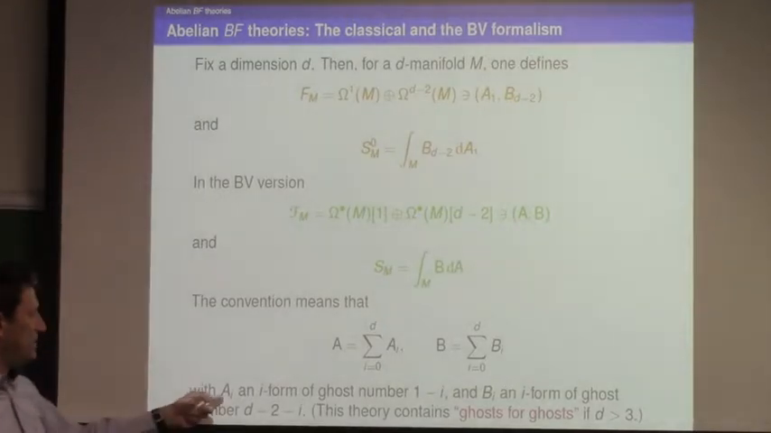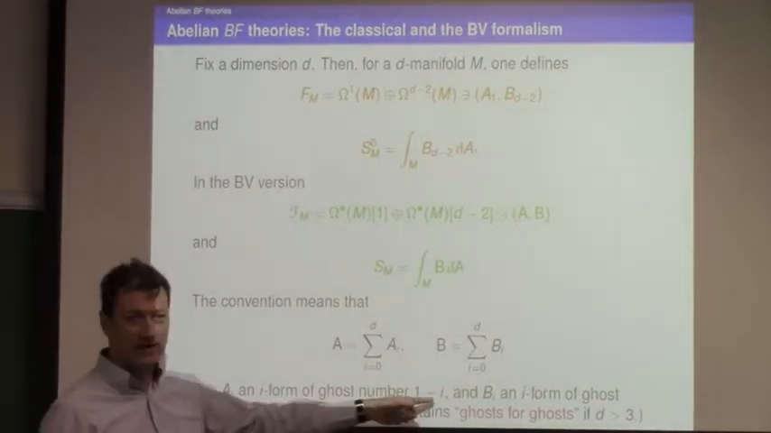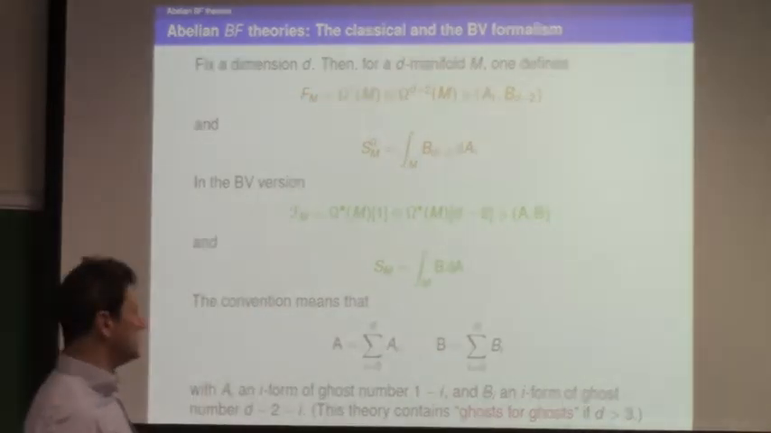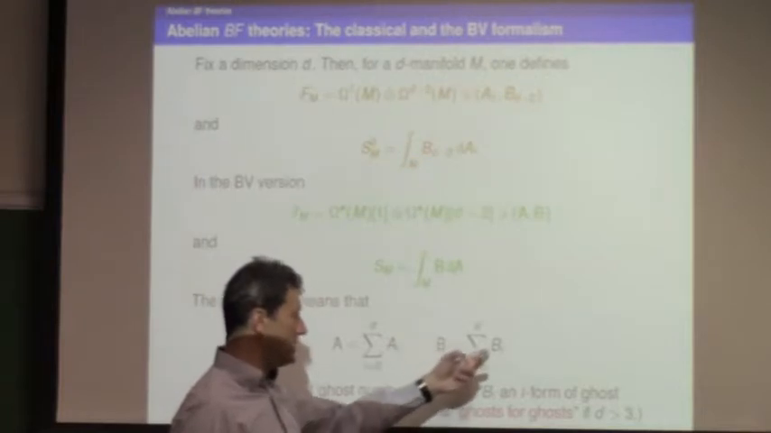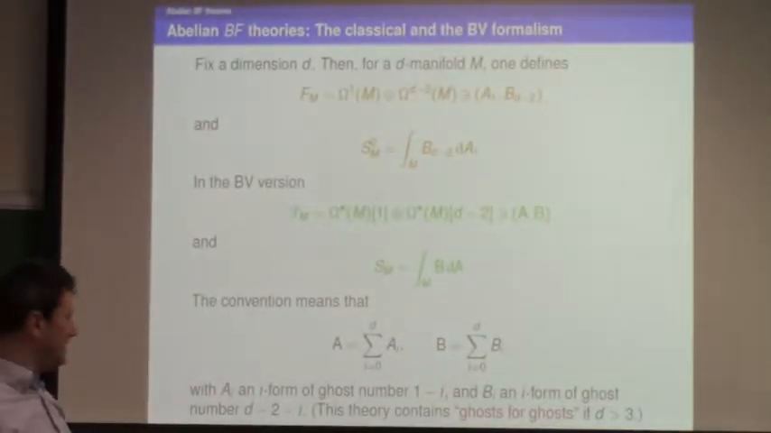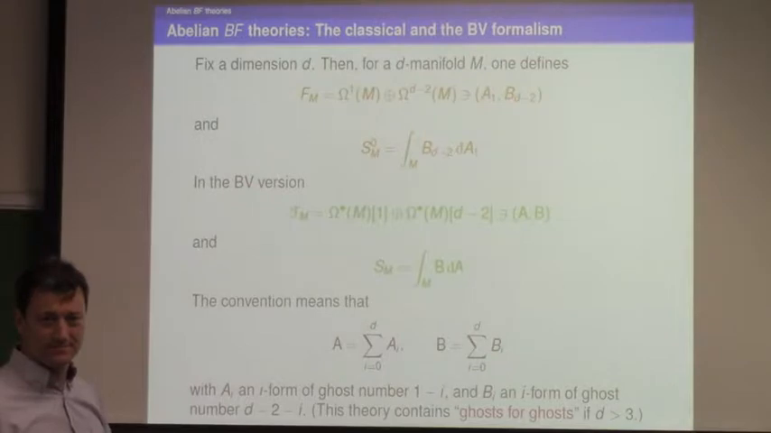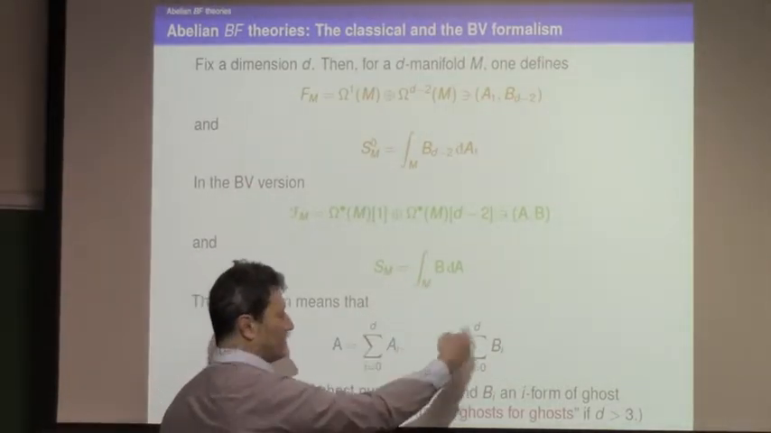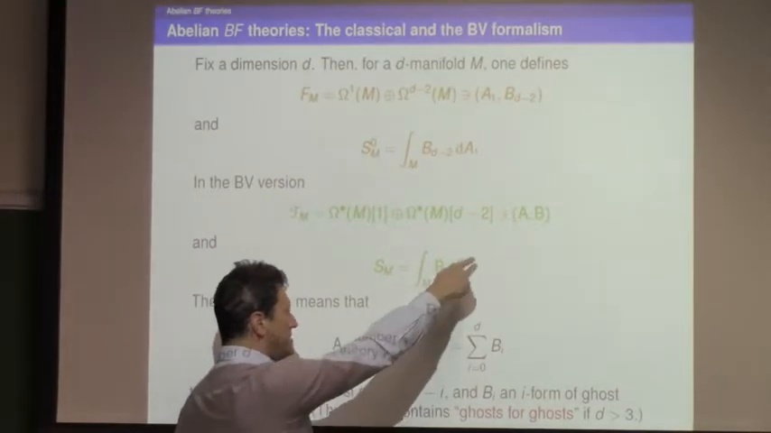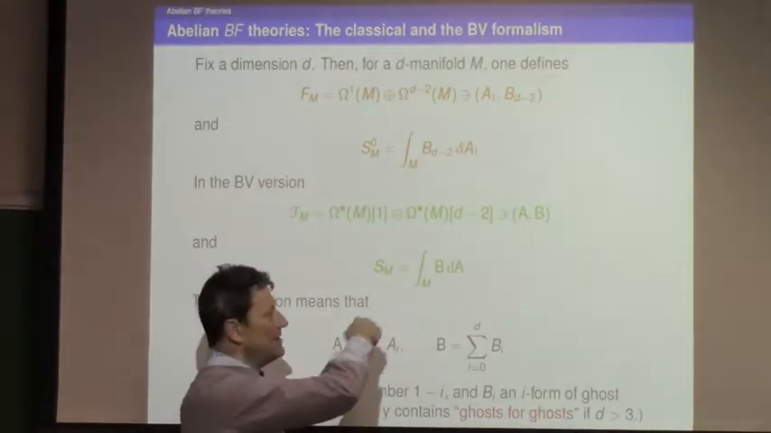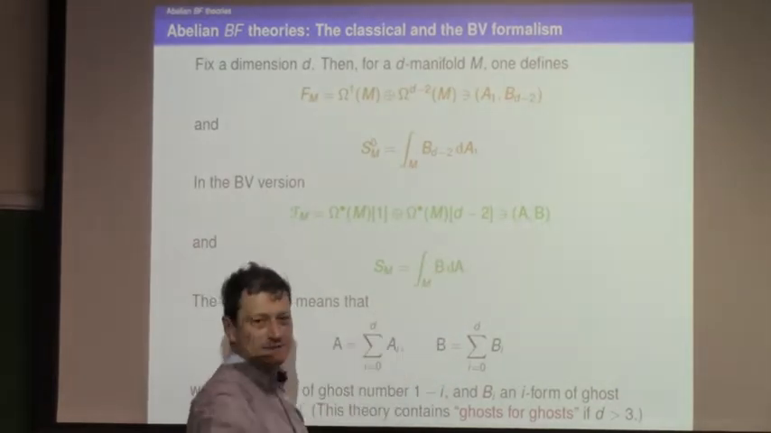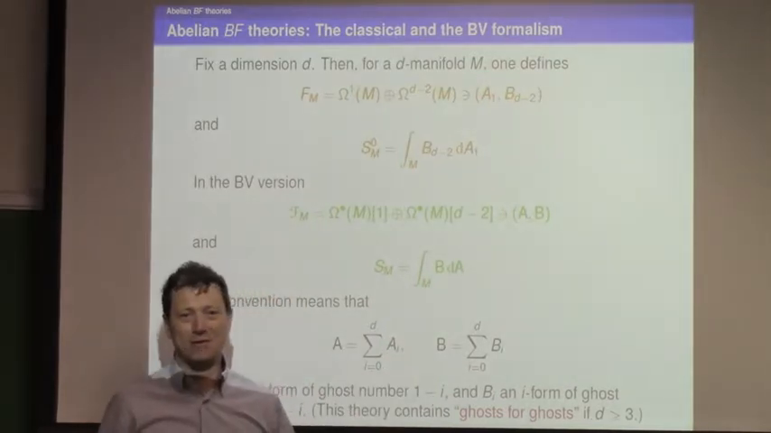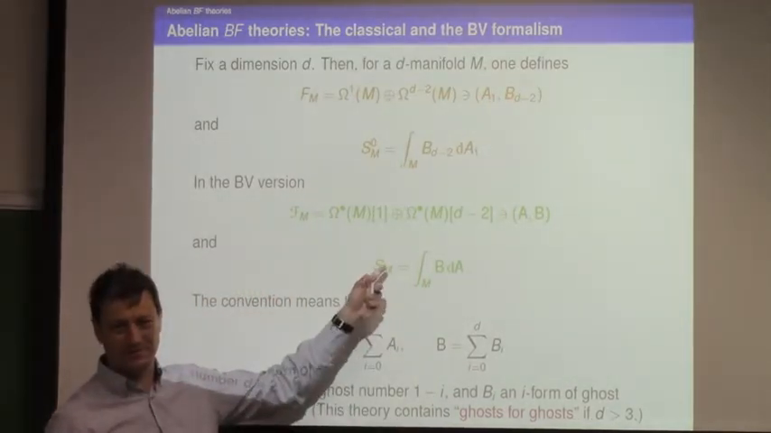The ghost number of the i-form A_i is 1 minus i. And for B, with the shift by D minus 2, the convention is that the ghost number of the i-form B_i is D minus 2 minus i. Okay. So what you do here is take the non-homogeneous form B, wedge the differential of the non-homogeneous form A, select the top form and integrate. And by this rule you see that the top form has ghost number 0. So this action will have ghost number 0.